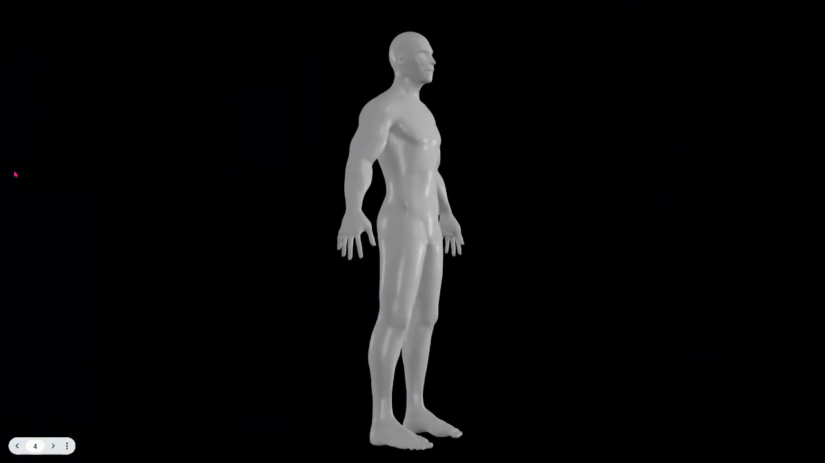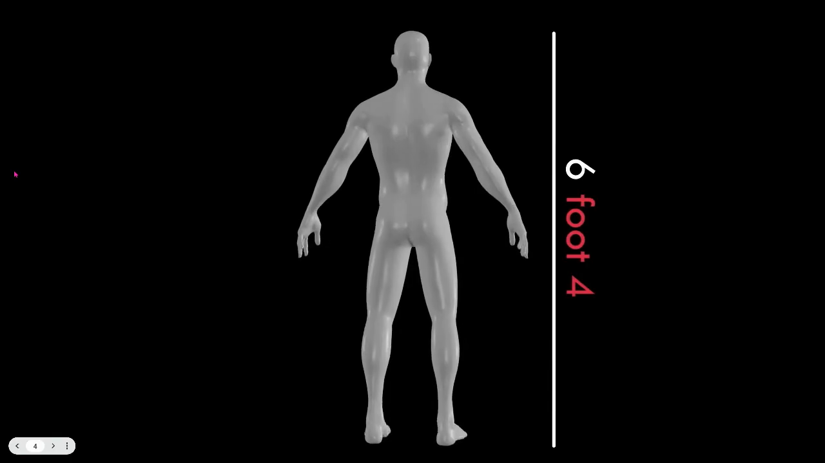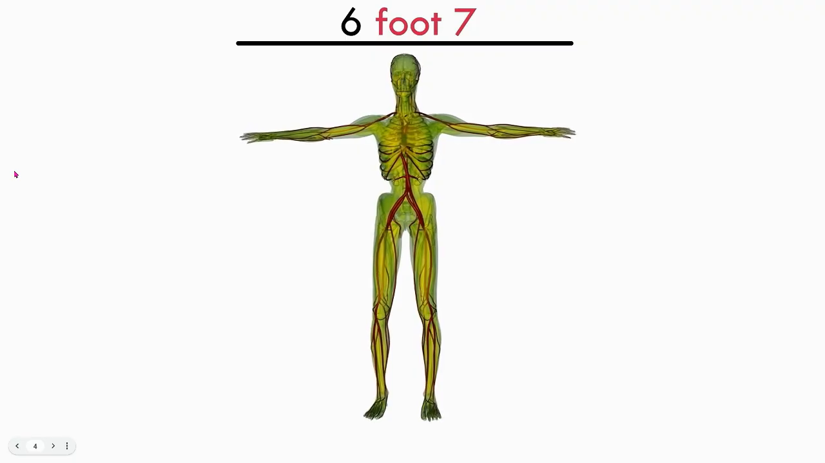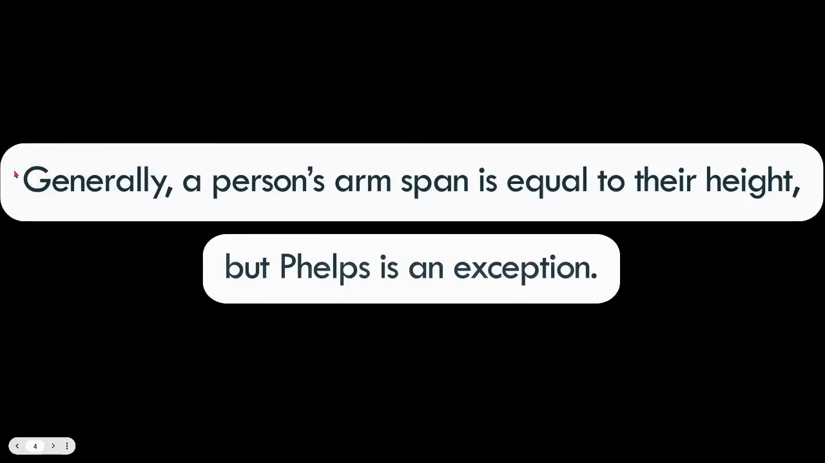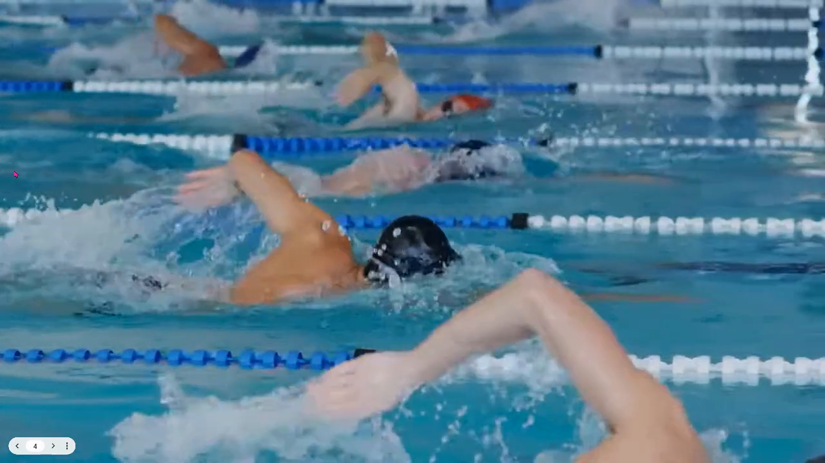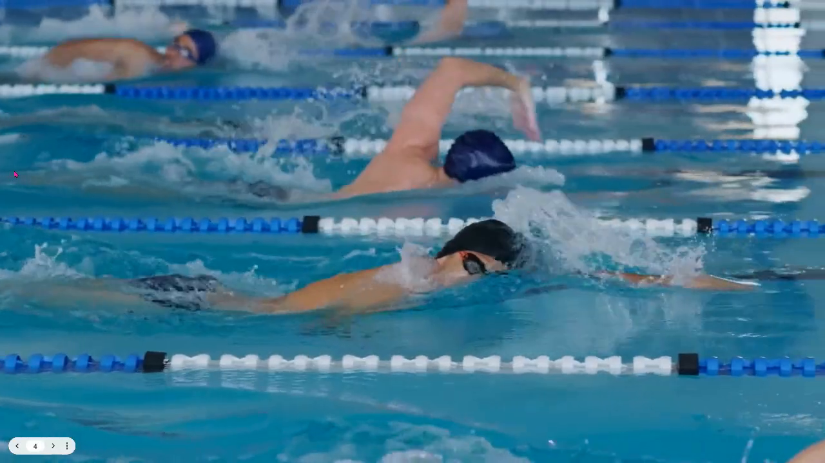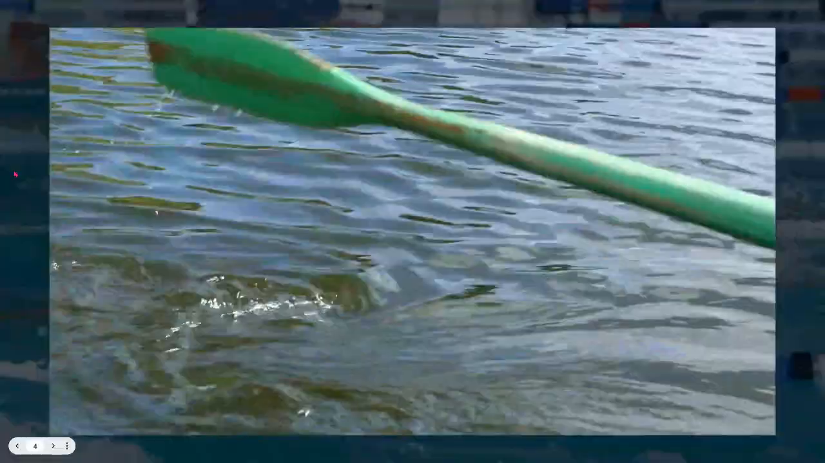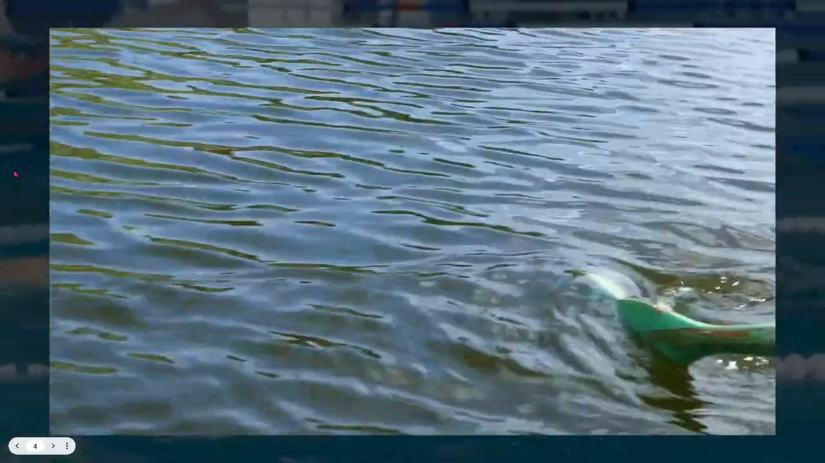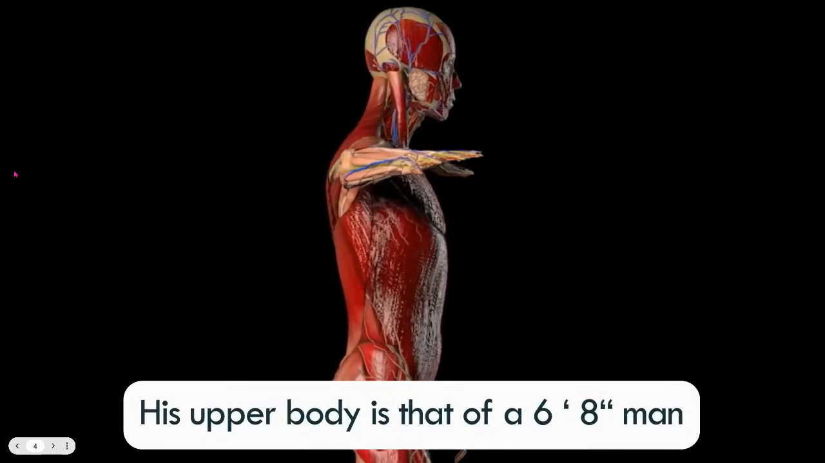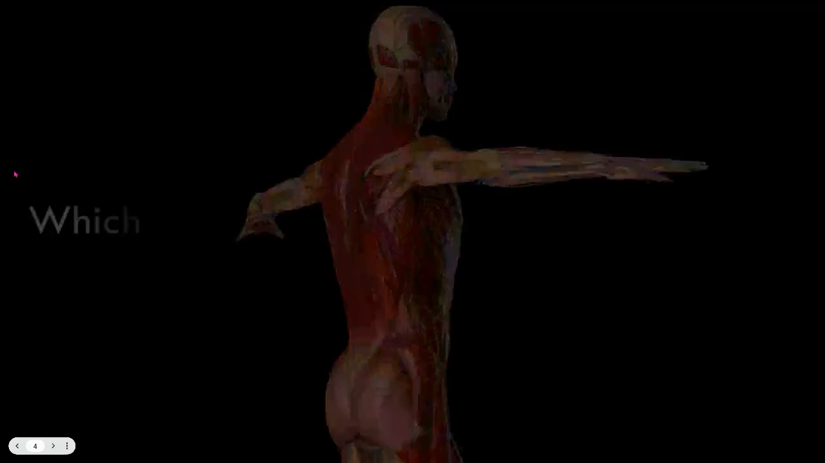First of all, he stands tall at 6'4", which is the ideal height for swimming. His arm span, however, is 6'7", 3 inches more than his height. Generally, a person's arm span is equal to their height, but Phelps is no ordinary person. This anomalous characteristic provides him with an absurd amount of pulling power in the water. Basically, his arms work as powerful, propulsive paddles in a more efficient way than anyone else in the pool. Additionally, his upper body is that of a 6'8" man, giving him an amazingly long reach with every stroke, which pulls him through the water even faster.